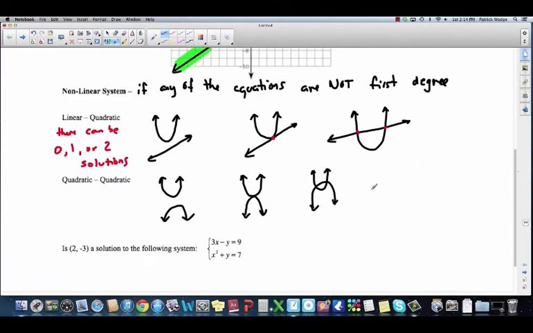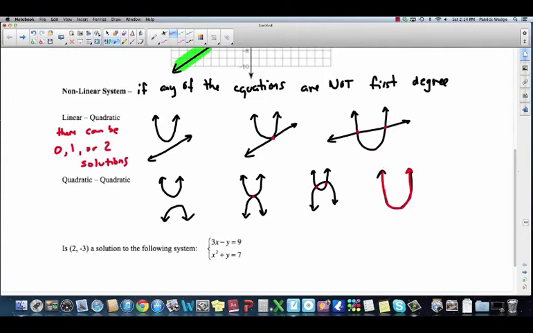Could there be 3? No. So is that it? No. There's one other possibility. What's the other possibility? You figured out why I put in these points here. The other possibility is you have one parabola, and then you have the equation of the other parabola, and when you graph the other parabola, it's right on top. It's exactly the same parabola.